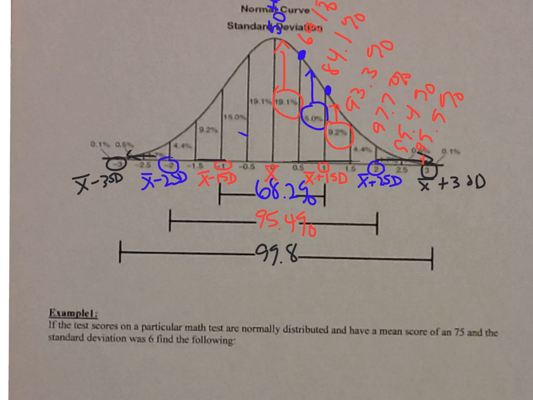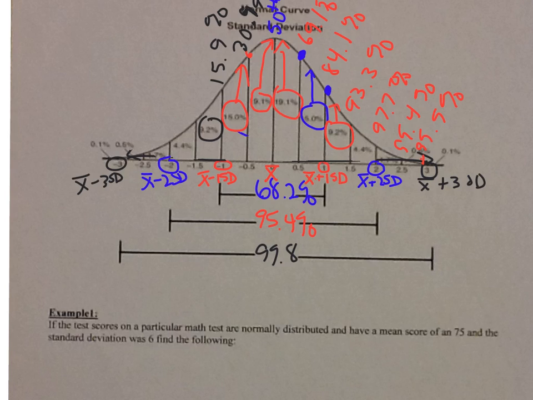All right, now going around the other side. To get the value that goes here, you're going to take 19.1 and subtract it from 50. So 50 minus 19.1 is 30.9 percentile. And then you're going to subtract 15 from 30.9, and that's 15.9 percentile.